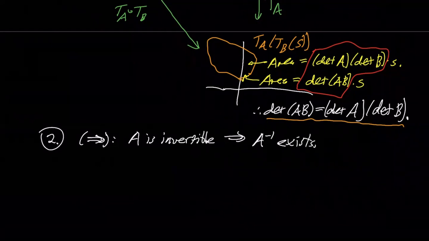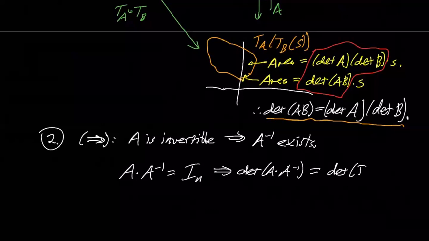And then what we know is that A times A inverse is the identity matrix, the n by n identity matrix, right? And then if we just take the determinant of both sides, then on the right, we get the determinant of the identity. That's just ones along the diagonal. So we just multiply those and you get 1, right?